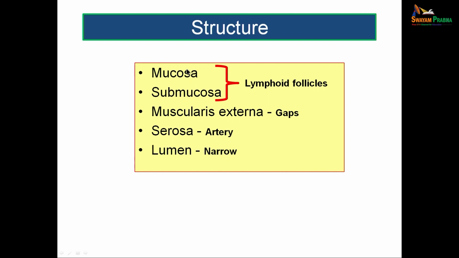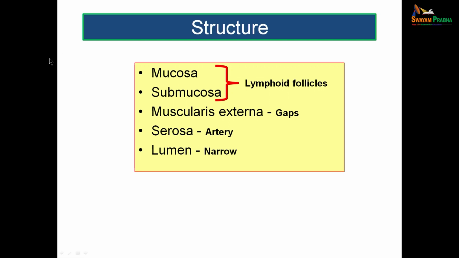The next layer is the mucosa. Adjacent to the lumen is the mucosa. This becomes the subsequent layer, that is the submucosa. Both these layers will have aggregation of lymphoid follicles. So, you find large lymphoid follicles situated in the mucosa and the submucosa of the appendix. So, it is also called abdominal tonsil. Abdominal tonsil is the other name for appendix.